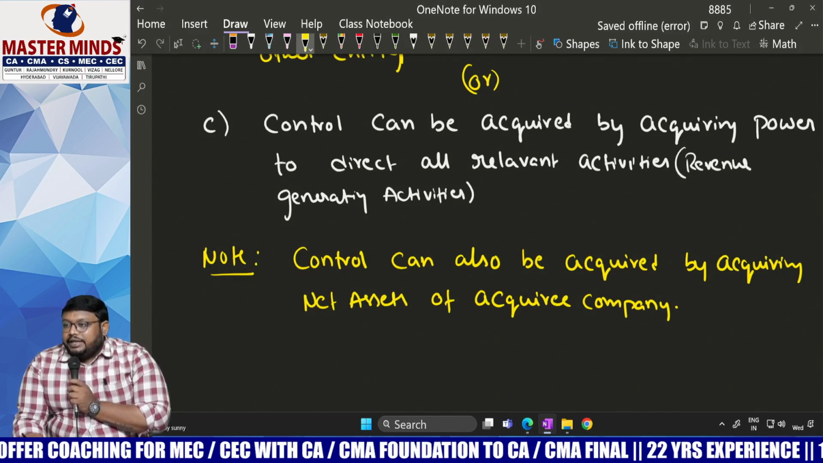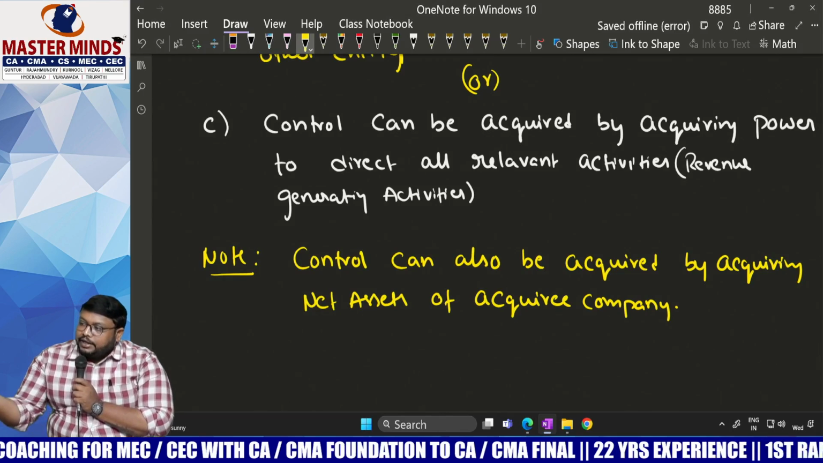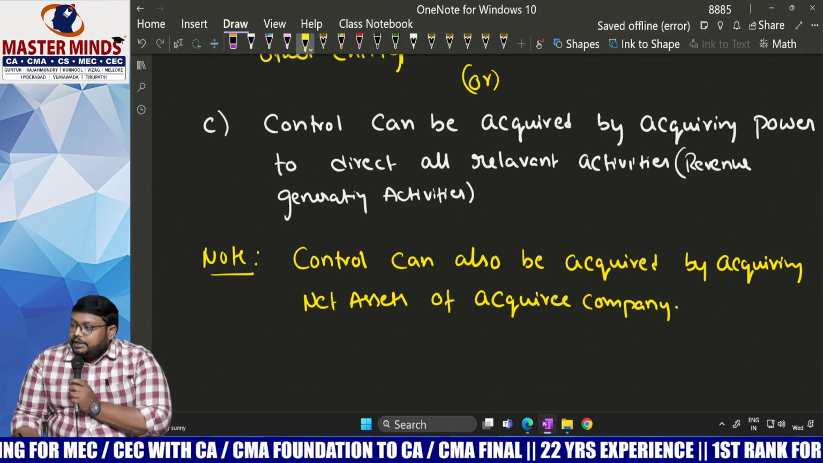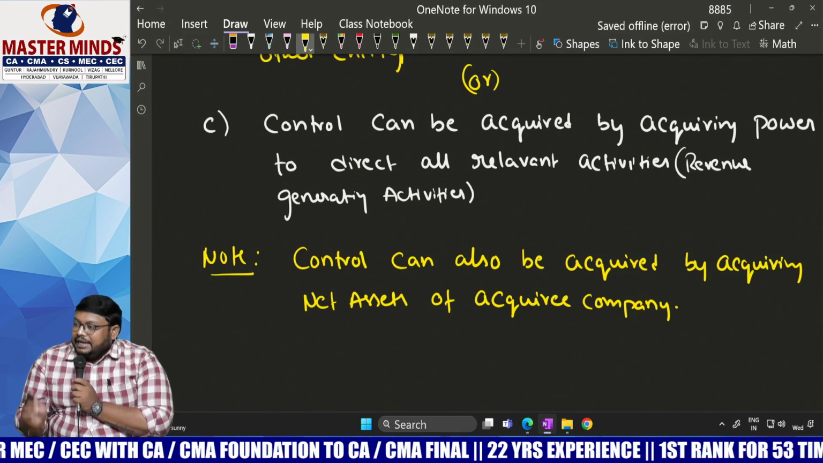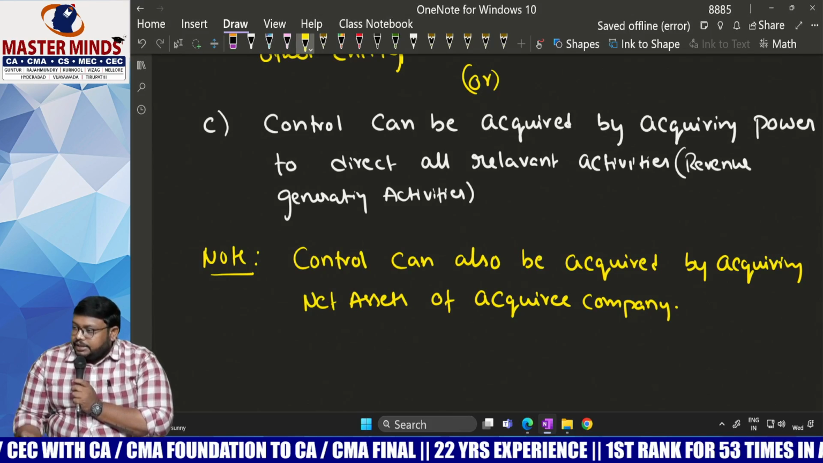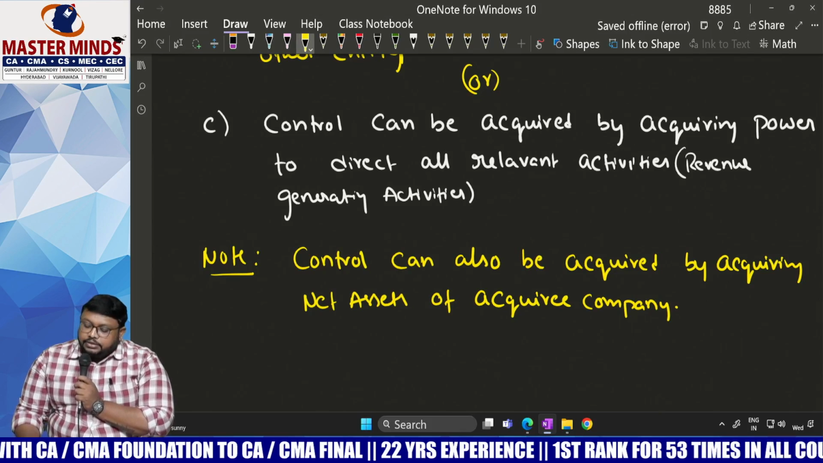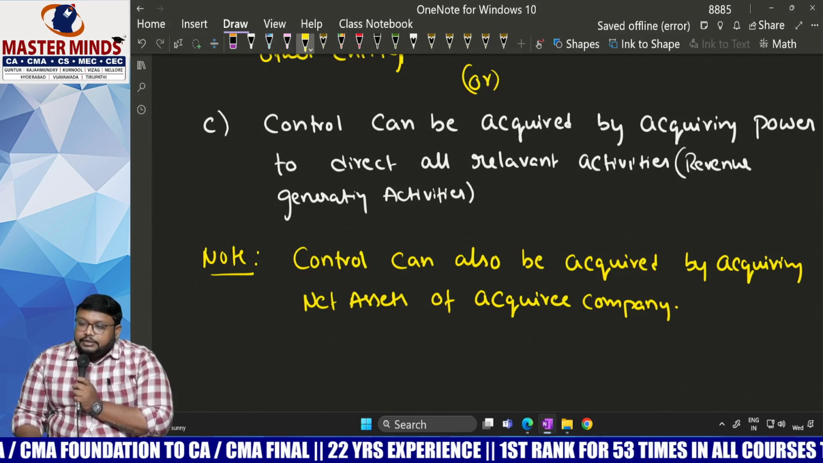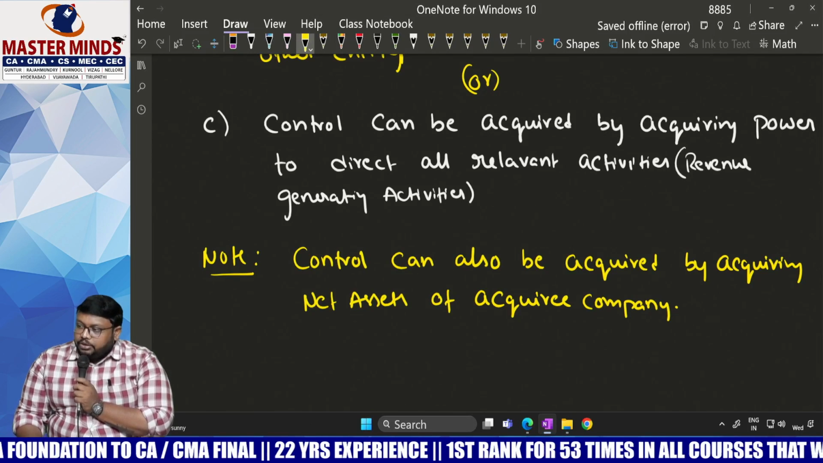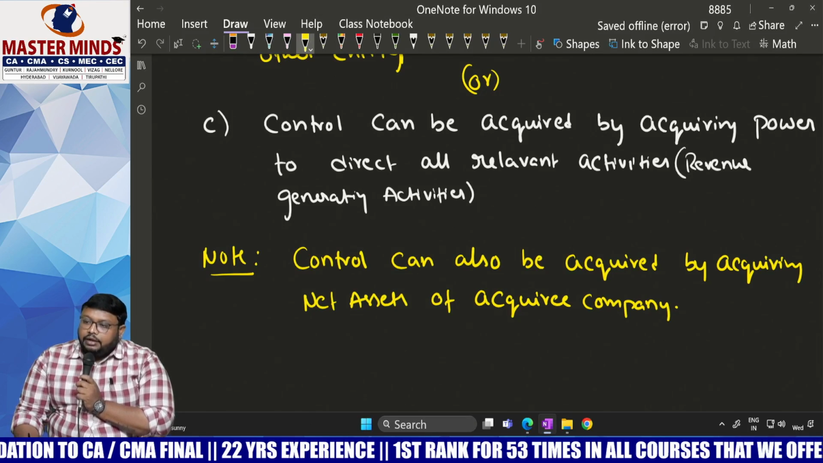That means you have taken over assets and liabilities of the acquiree company. Assets and liabilities together we can call net assets, assets minus outside liabilities, as I told you. So when we are acquiring net assets, then also you're having a control, ultimate control over that organization.